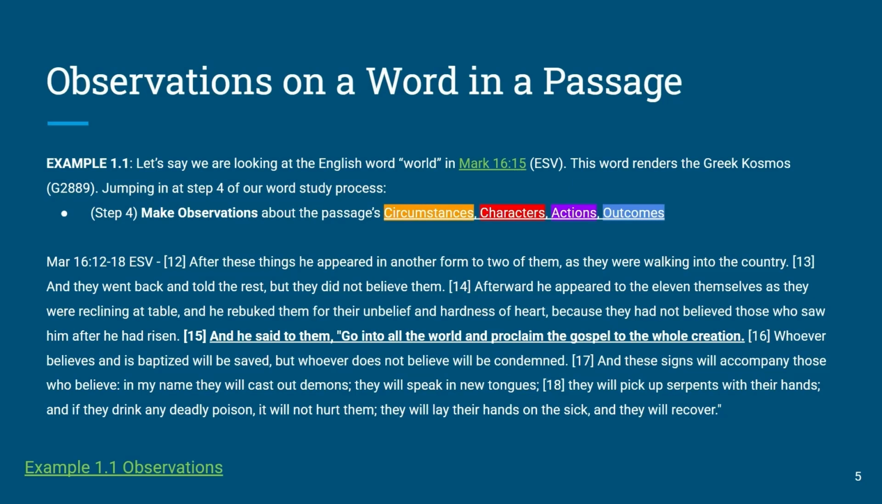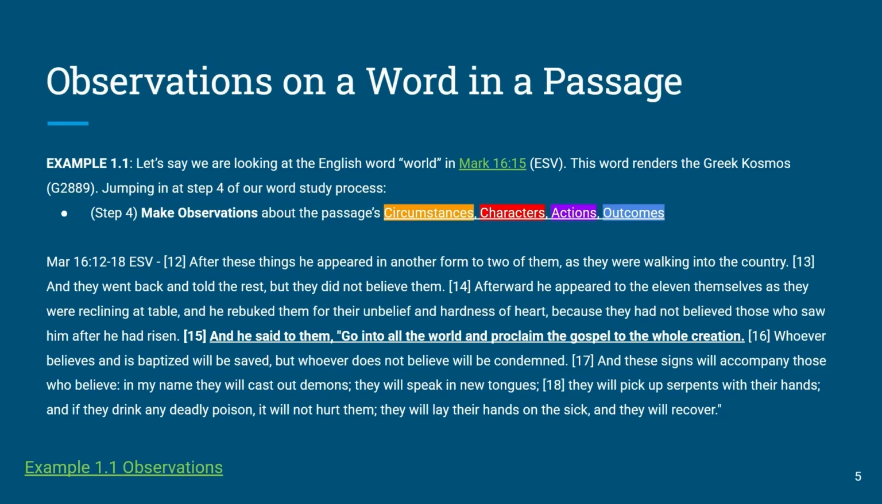In step 4, we can make observations about the passage's circumstances, characters, actions, and outcomes. As I read through this passage, be thinking of where you can find circumstances, characters, actions, and outcomes in this passage, and also where you might want to look elsewhere in the Bible in order to find this information.